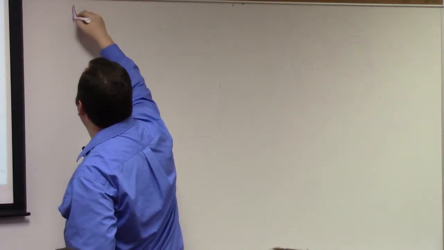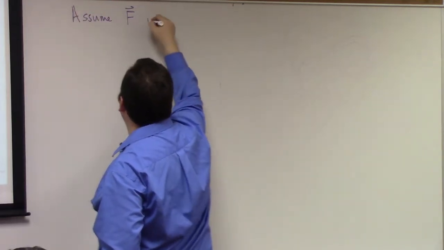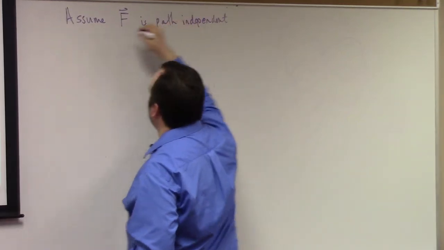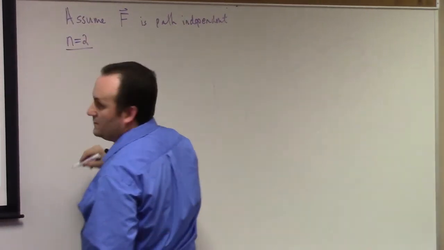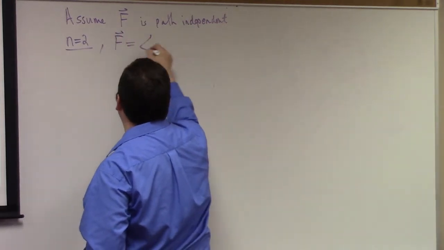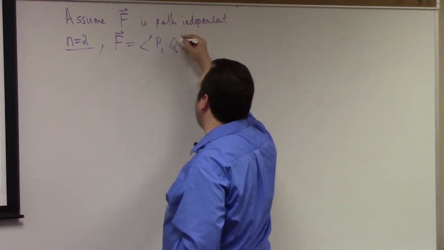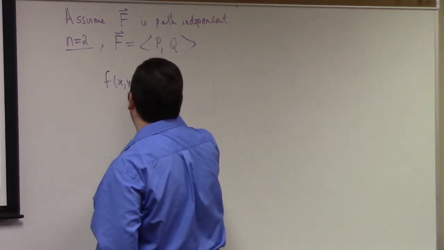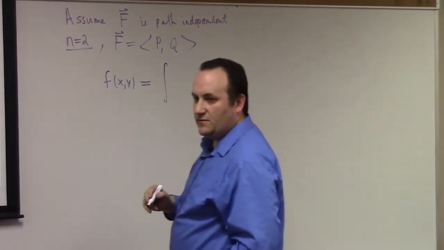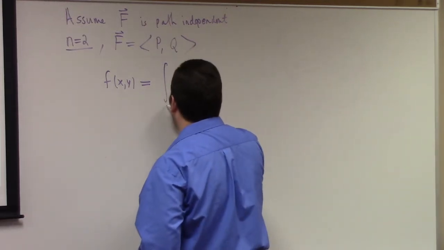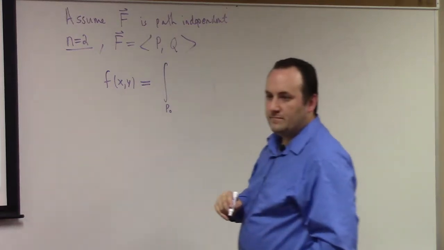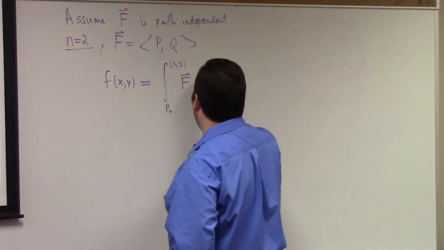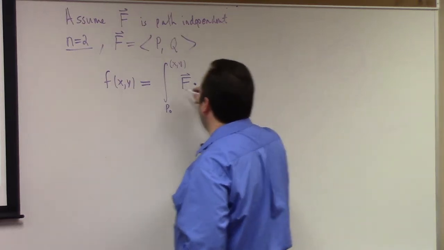So assume that f is path independent. And we'll work in n equals 2 to keep things a little bit simple. And we'll let f equal to pq just to keep things really explicit here for a minute. All right? So I have to define f of xy. And here's what I'm going to define it to be. I'm going to say it's the integral from some base point, let's say p naught, to xy of f dot dr. So here's my definition.